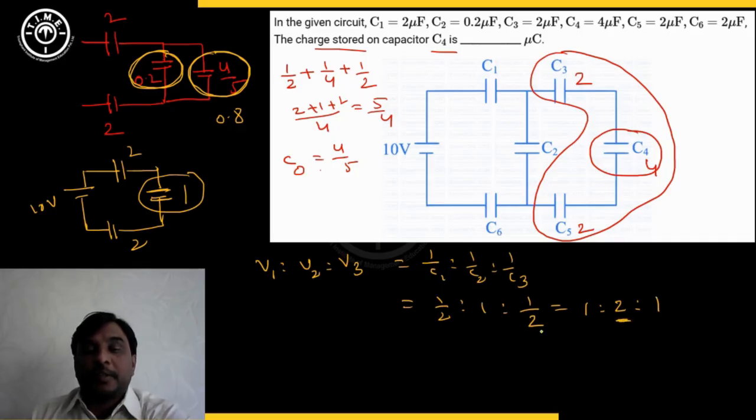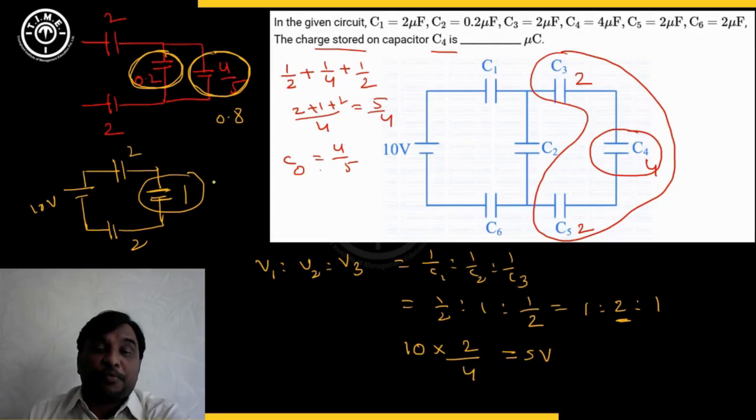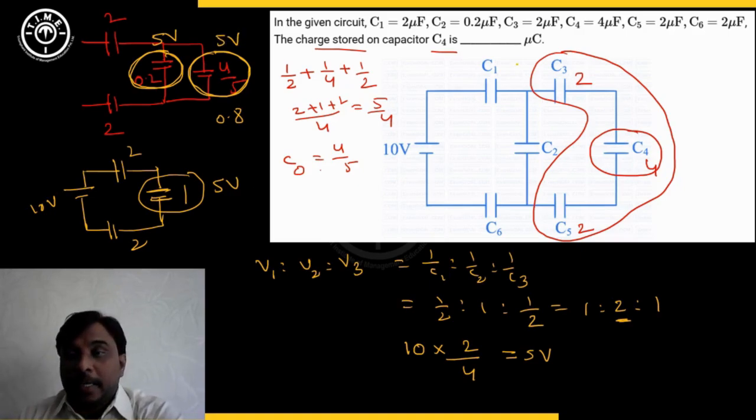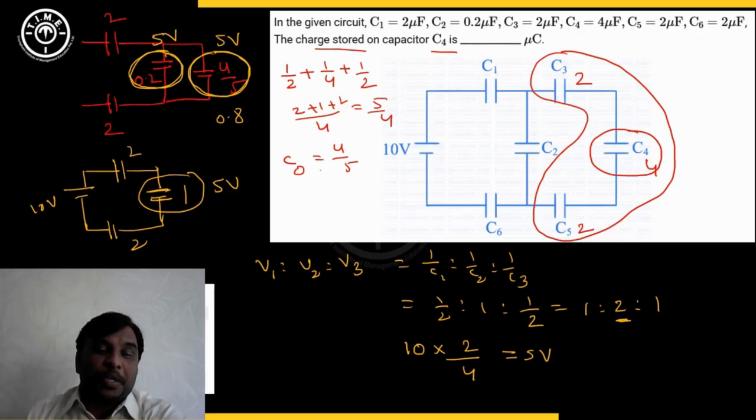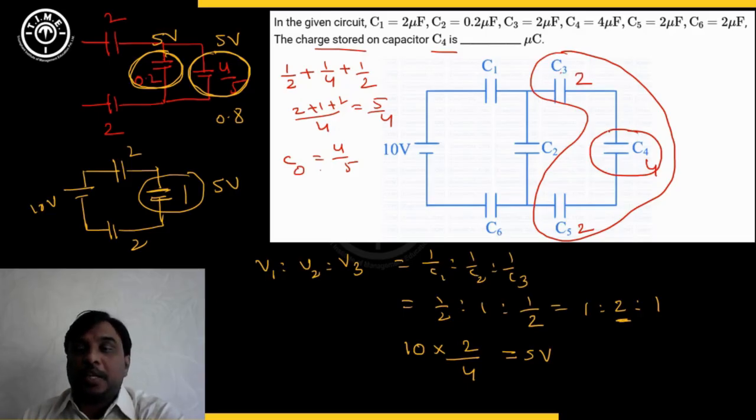I want this. So total potential is 10 into, I want 2 parts out of 4 parts. So I'll get 5 volt potential drop. Nothing but 5 volt potential drop. Nothing but here 5 volt and here also 5 volt potential drop. Nothing but across this combination. Which combination? Across C3, C4, C5 the potential all put together is 5 volt.